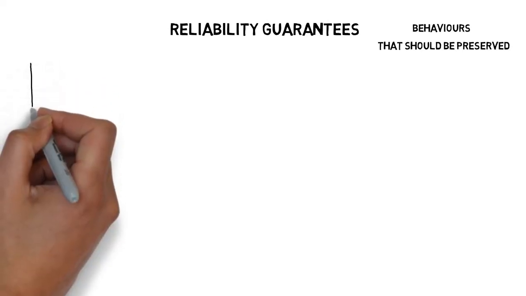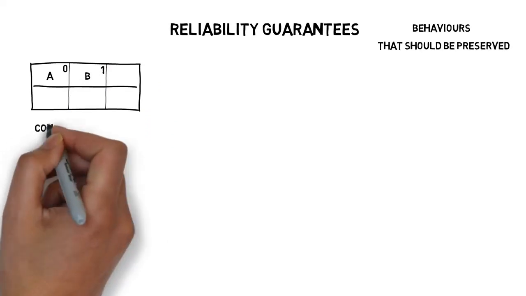Kafka guarantees the order of messages in a partition. If message A was written before message B, using the same producer in the same partition, then Kafka guarantees that the offset of message B will be higher than message A. This means that consumers will read message A before message B.